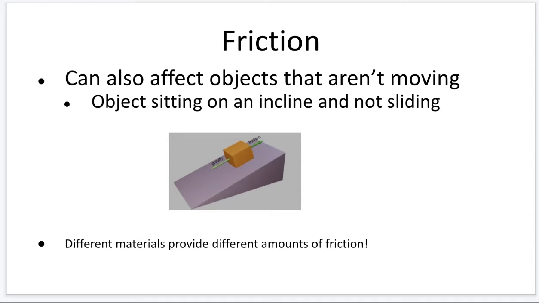Friction can also affect objects that aren't moving, like an object sitting on an incline and not sliding, because different materials provide different amounts of friction, like we were just talking about. So it all depends on what the materials are. You've probably put something on an incline before, and it doesn't slide down, and then sometimes it does slide down. It all depends.